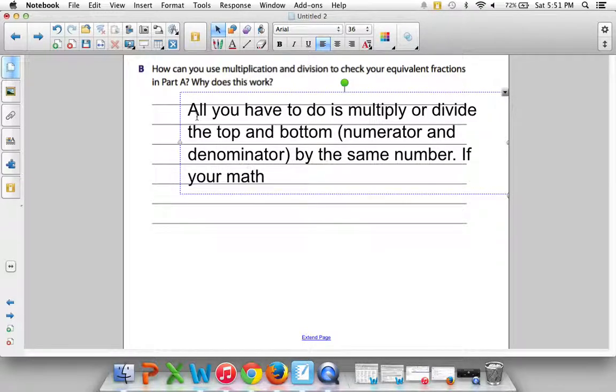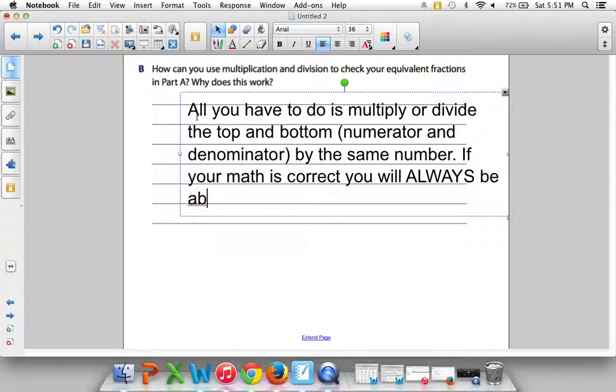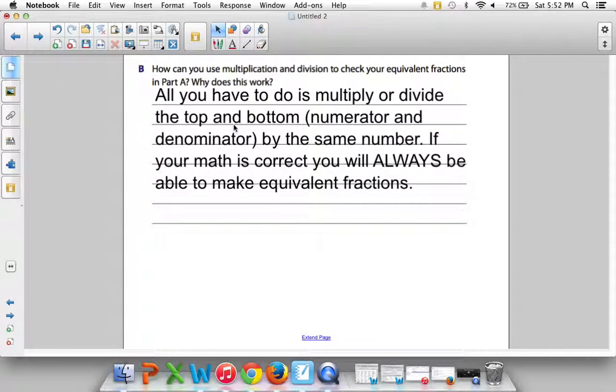If your math is correct, you will always be able to make equivalent fractions. Bada bing, bada boom.